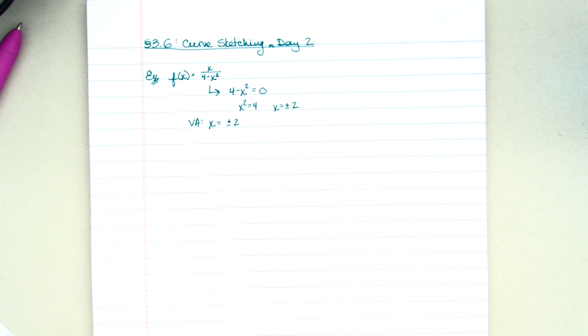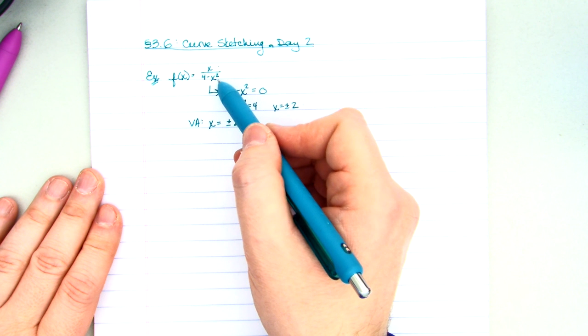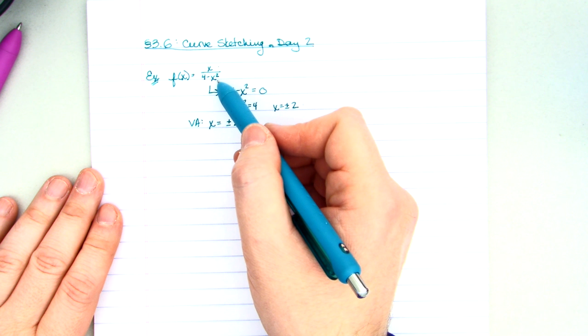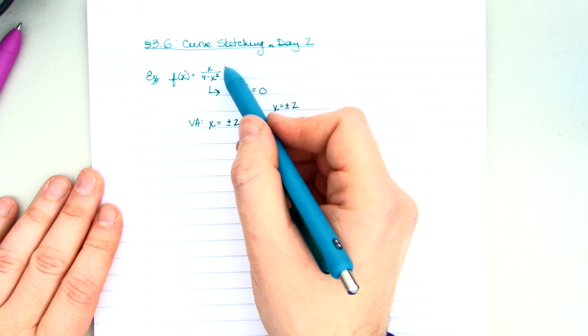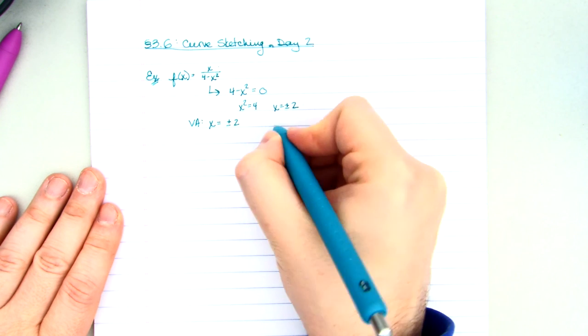Will this function have a horizontal asymptote, or will it have a slant asymptote? Well, because the degree of the numerator is less than or equal to the degree of the denominator, we just have a horizontal asymptote. Slant asymptotes occur when the degree of the numerator is 1 greater than the denominator, not what I have over here.